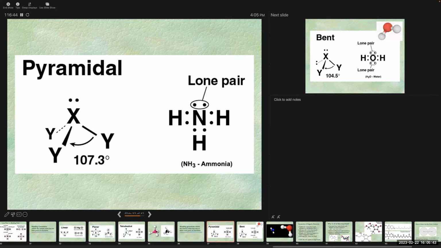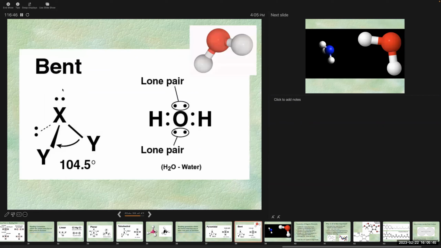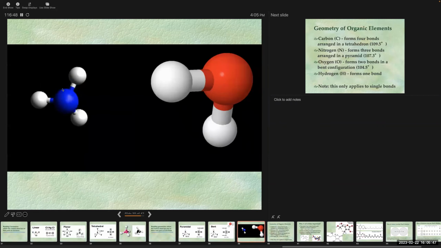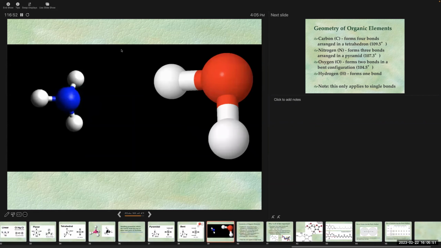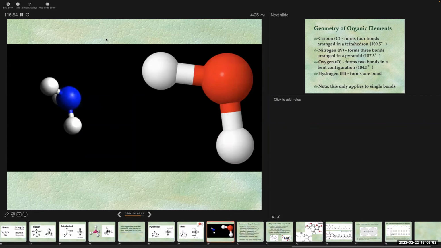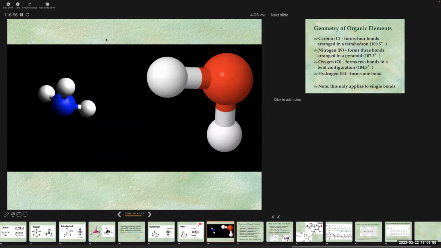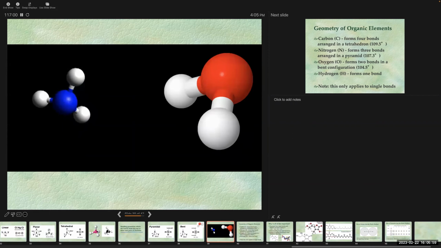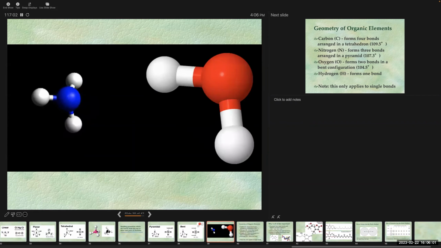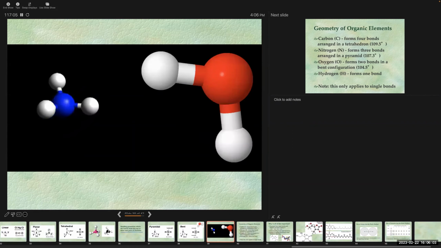So let me jump ahead and show you. I'm going to skip over something and just jump to my, ignore the GIF on the right, look at just the one on the left. That's ammonia on the left. The big blue sphere is nitrogen bonded to 3 hydrogens.